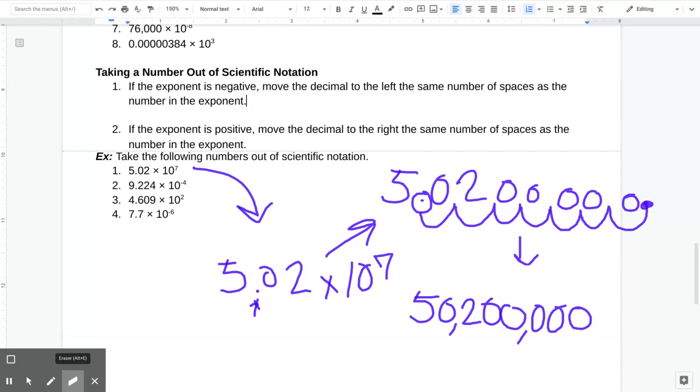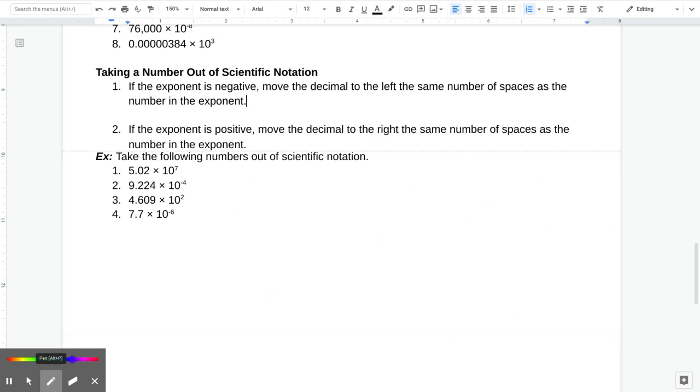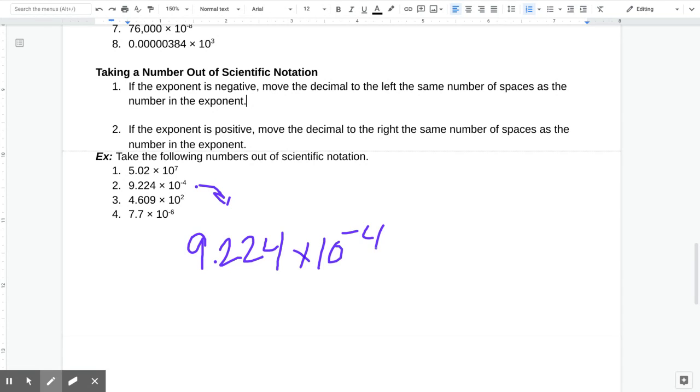Let's take a look at another one. Let's take a look at a negative. So number 2. So we've got 9.224 times 10 to the negative fourth. Okay. So again, since it is a negative exponent, we're going to move the decimal to the left the same number of spaces as the number. So we're going to be moving 4 jumps to the left because it's a negative 4. So let's go ahead and do that.